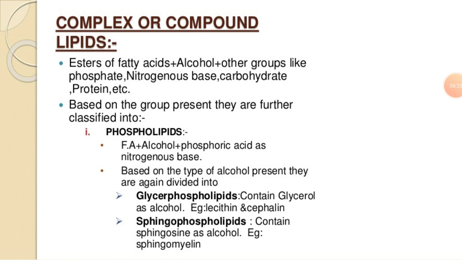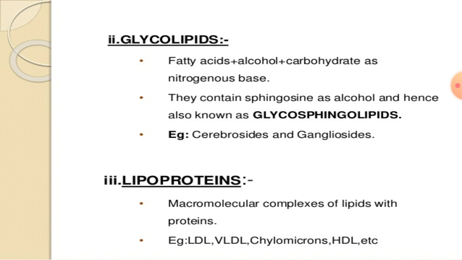Glycerophospholipids, which contain glycerol as an alcohol, and sphingophospholipids, which contain sphingosine as an alcohol. Then glycolipids, that is fatty acids plus alcohol plus carbohydrate as a nitrogenous base, which contain sphingosine as an alcohol, and hence they are also known as glycosphingolipids. For examples, cerebrosides and gangliosides.